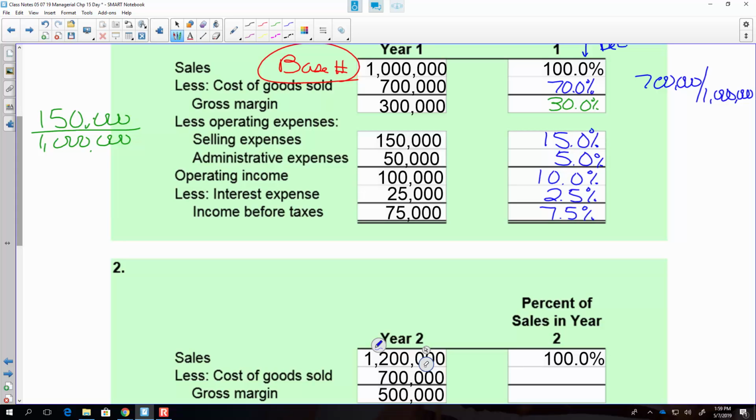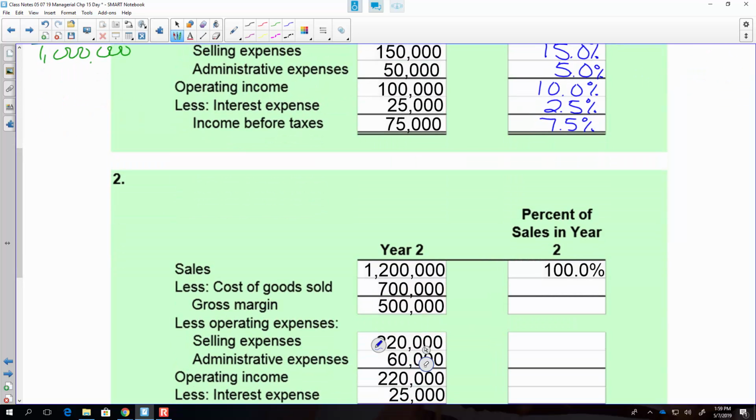So all I'm doing is dividing each of these numbers by the $1 million base number, sales. If I were to go into part 2, for year 2, I would take each of our numbers and divide by the 1.2 million base number for year 2. So this is a little different than the horizontal analysis that we had earlier. We don't cross years when we're doing a vertical analysis.